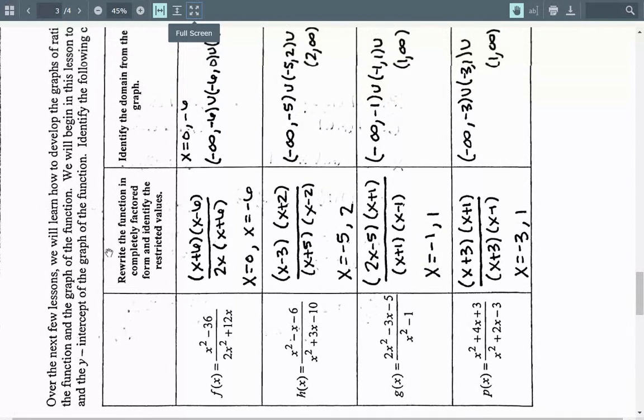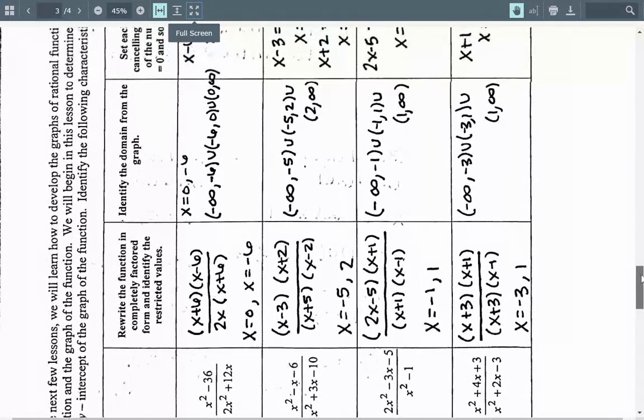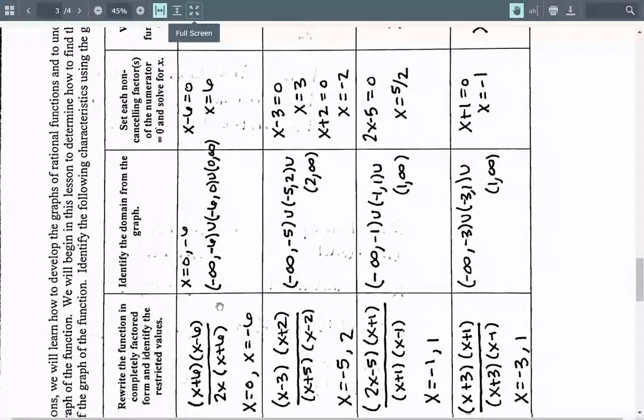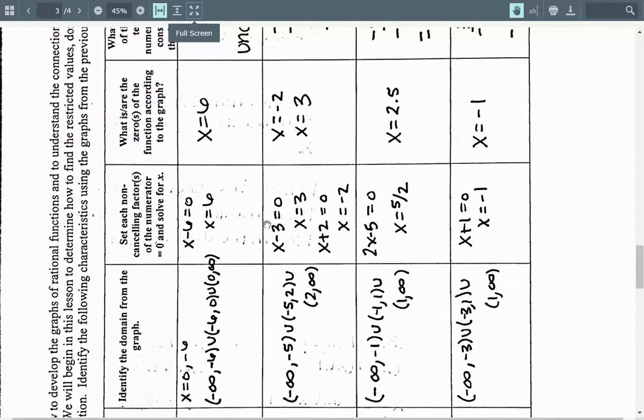So the first thing that you're going to do is rewrite the function in factored form and identify the restricted value. So you'll see the function factored. The restricted values, remember, come from setting your denominator factors equal to 0 and solving. Then you'll identify the domain, which will be everything from negative infinity to positive infinity, except for your restricted values. So you have to take out those restricted values. Set each non-canceling factor of the numerator equal to 0 and solve for x. This is going to give us our x-intercepts in this next column here.